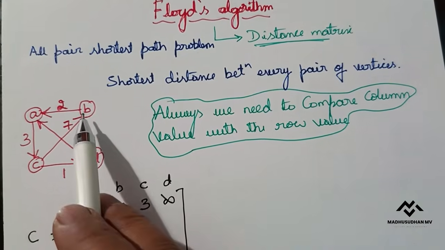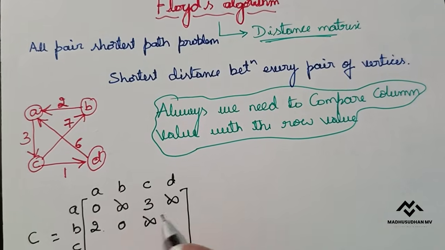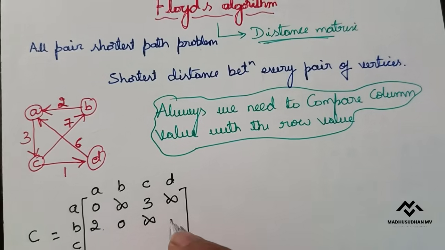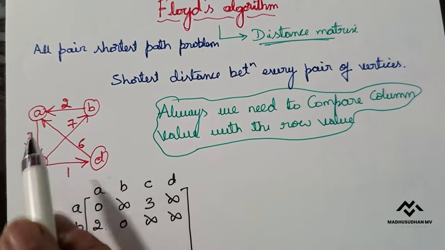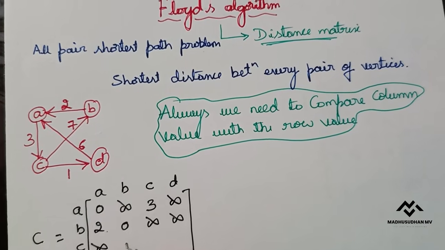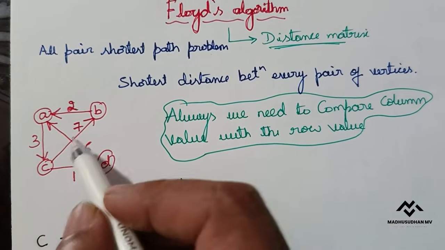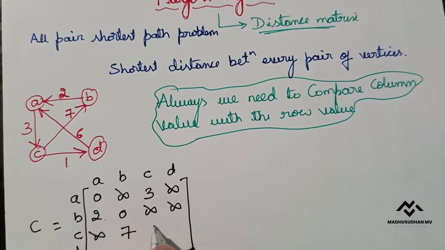B to C, are there edges? No, so I'm writing infinity. B to D, any edges there? No, again infinity. C to A, is there an edge? No edge, so I'm writing infinity. C to B, is there an edge? Yes, that cost is what? C to B is 7. C to C is 0.